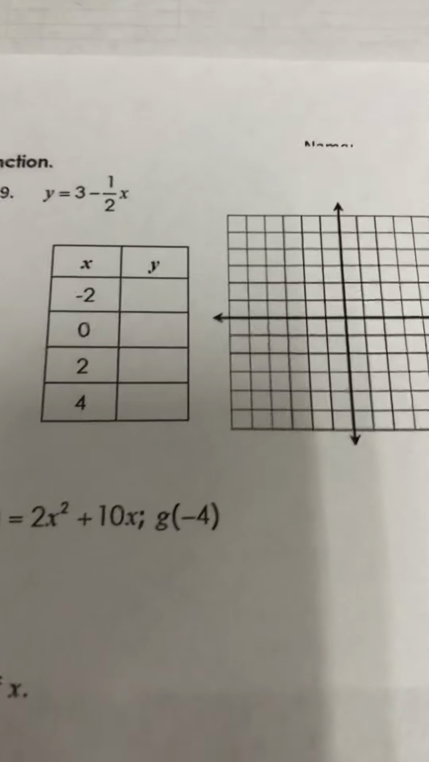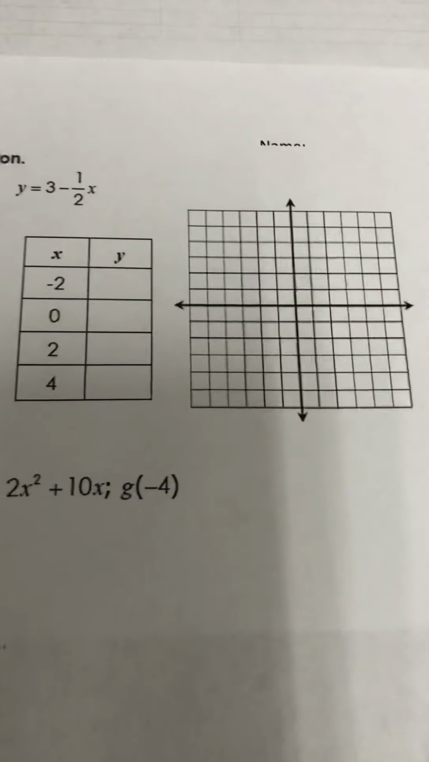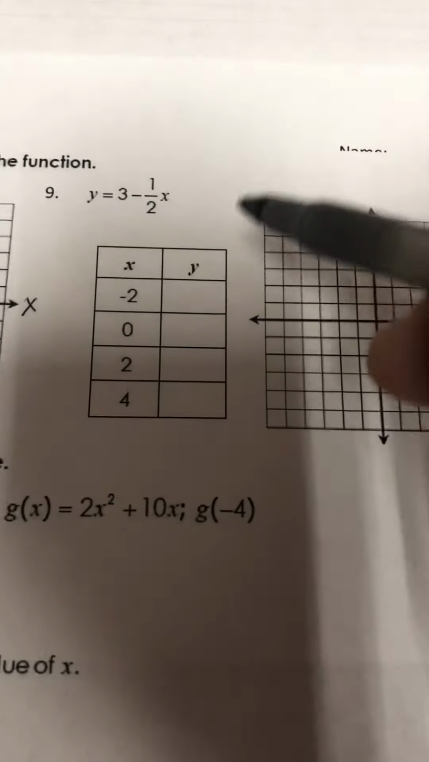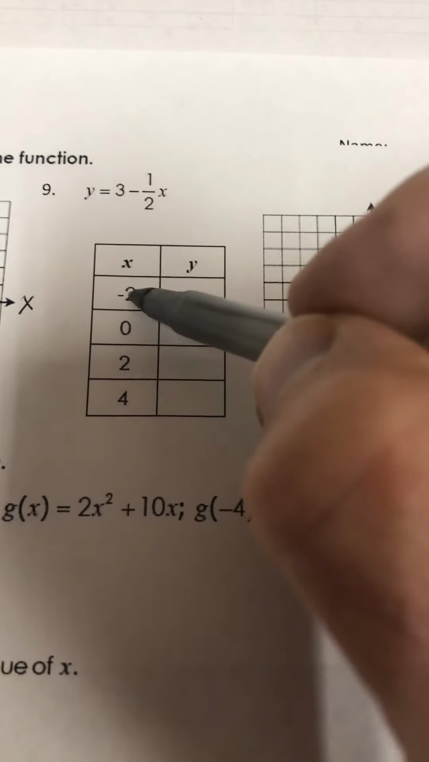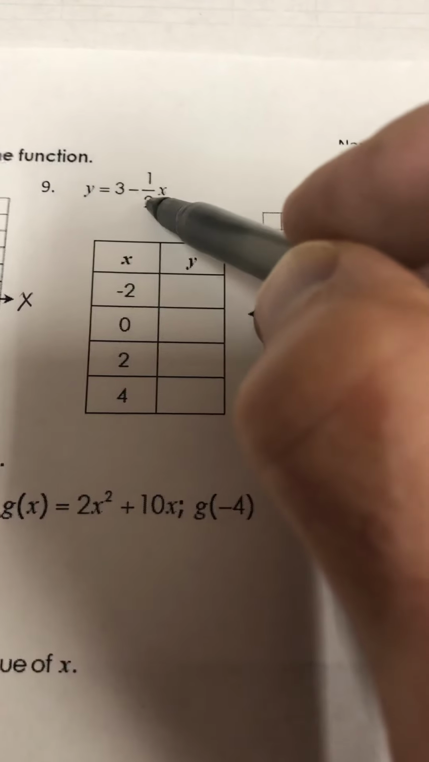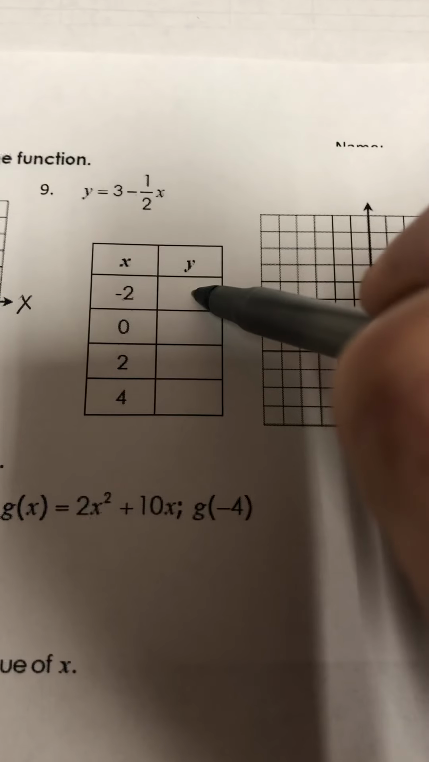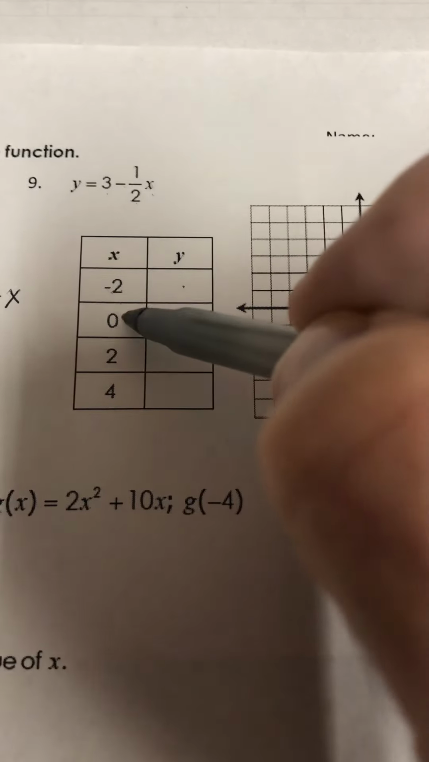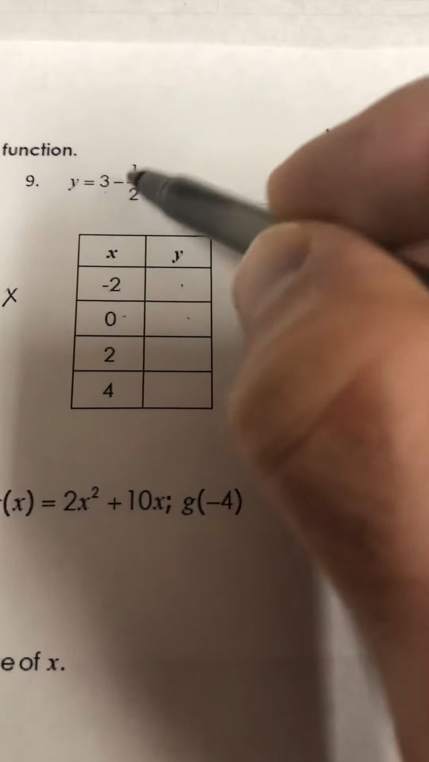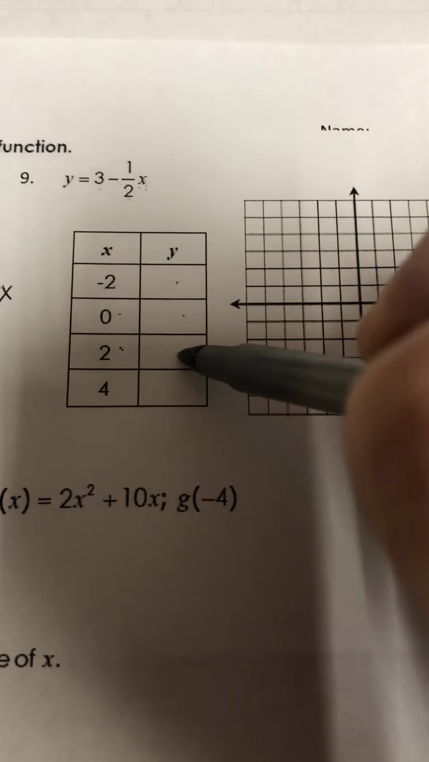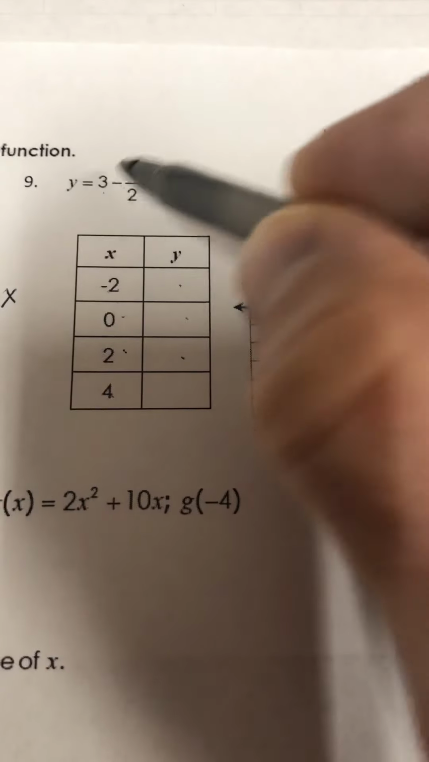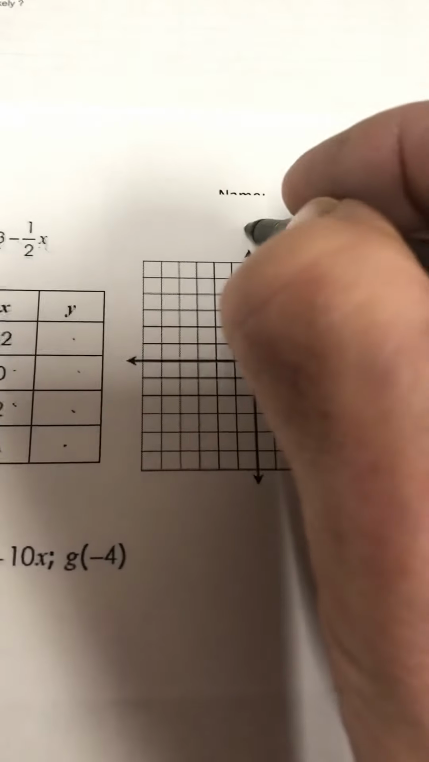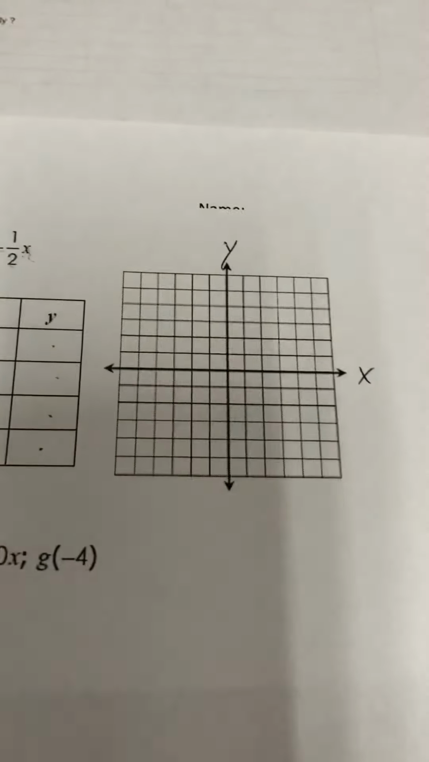Same thing for number 9. And hopefully you're pausing this as you're going through the test, because there's no way you could be doing it that fast. You're going to just put this value in for x. So you're going to take 3 minus half of -2. Put that in your calculator. What's your y value? Then take 3 minus half of 0. What's the y value? 3 minus half of 2. What's the y value? When you put this 4 in for x, 3 minus half of 4, what's the y value? And then once again, this is your y-axis, this is your x-axis, and plot those points.